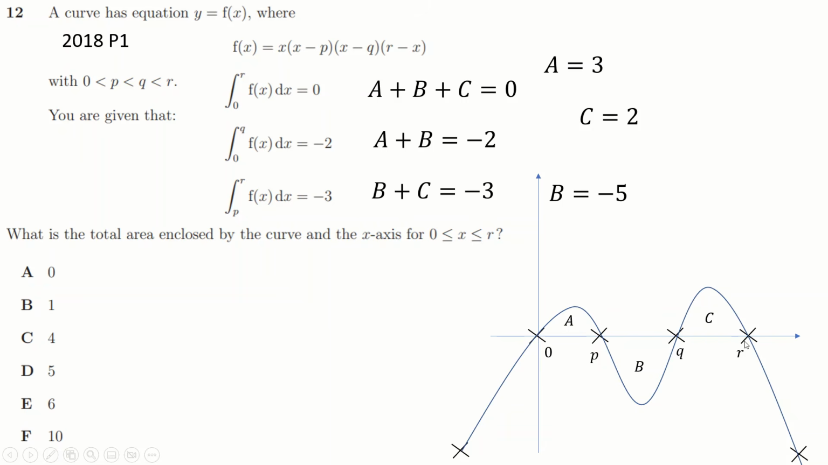The total area, and just be careful here, it's tempting to look at this and go, well, the total area is 0, right? Between 0 and R, it's just 0. But when it says total area, it means actual area. It doesn't mean the value of the integral, which of course counts things down here as negative. It means the actual physical area between 0 and R, and that's going to be A plus the modulus of B, the positive number B, plus C. So 3 plus 2 plus 5, which will give us 10.